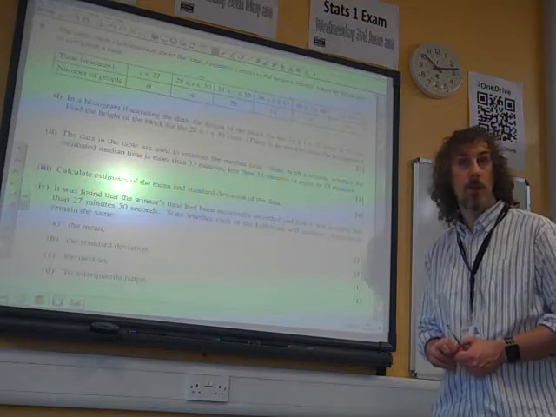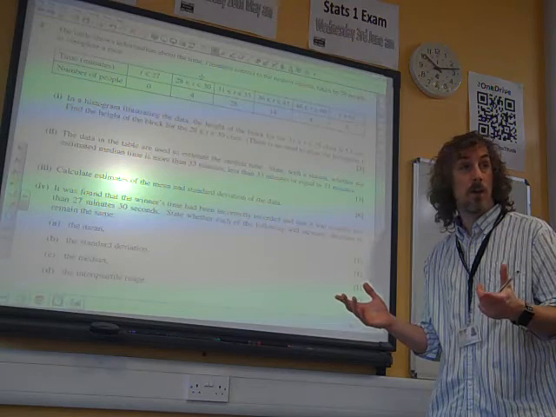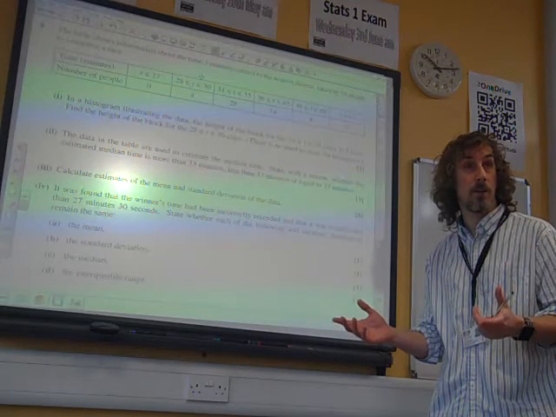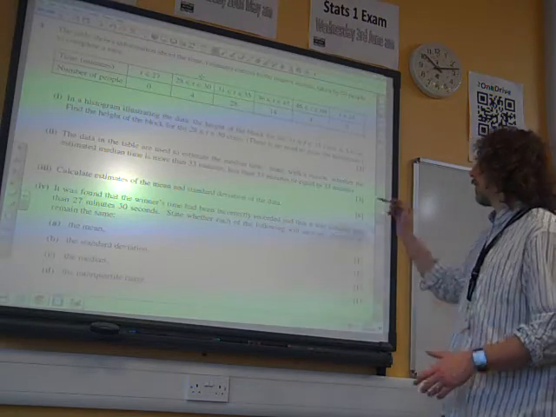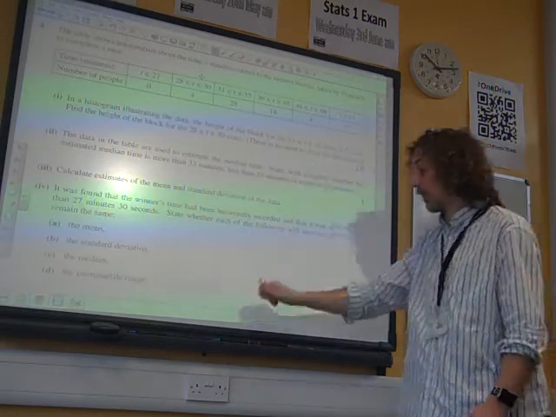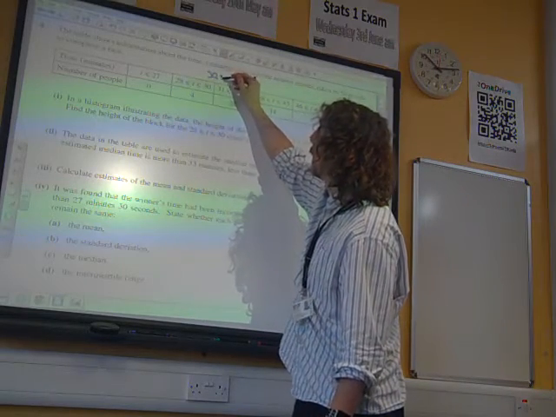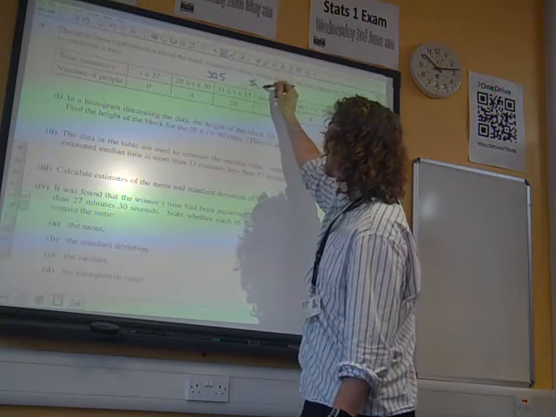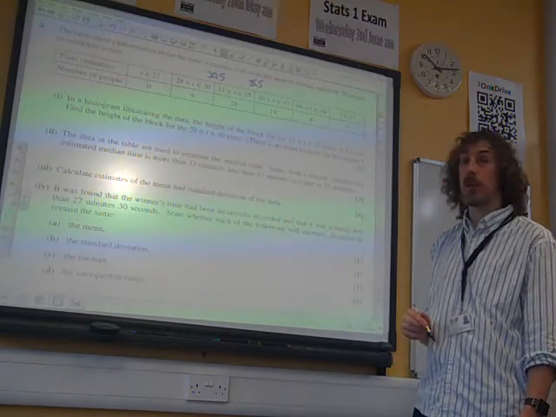Okay. So the height of a block in a histogram represents the frequency density, doesn't it? The area of the block represents the frequency. So the 31 to 35 class actually means 30.5 to 35.5, doesn't it? So the class width is 5.